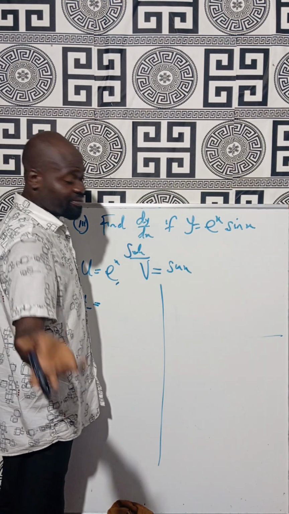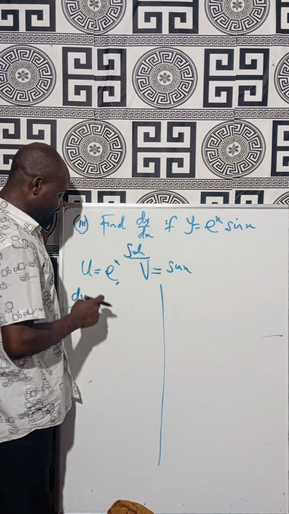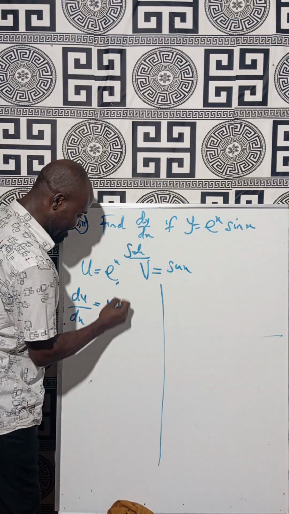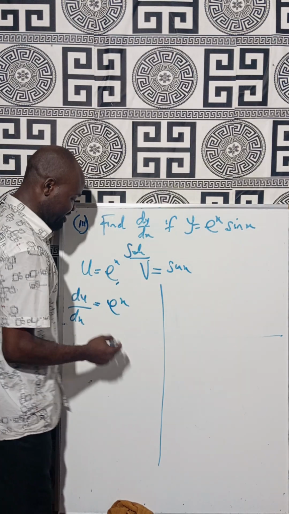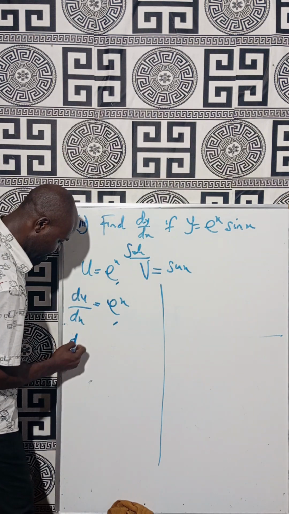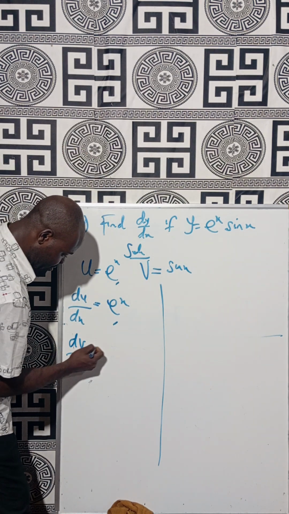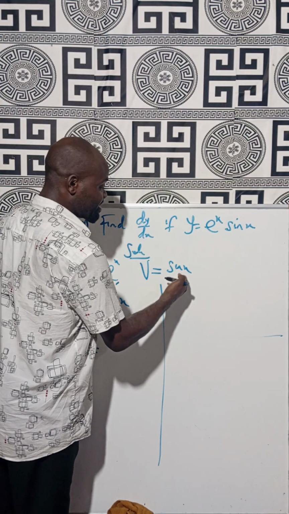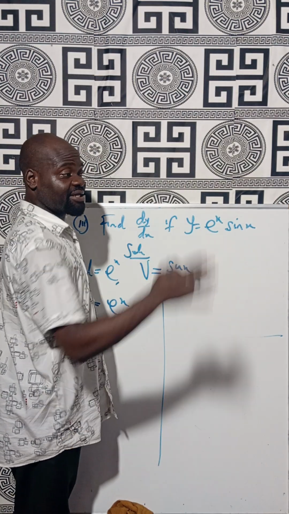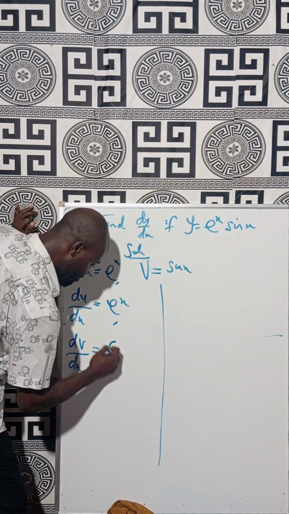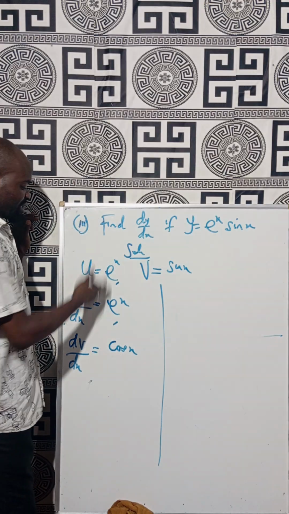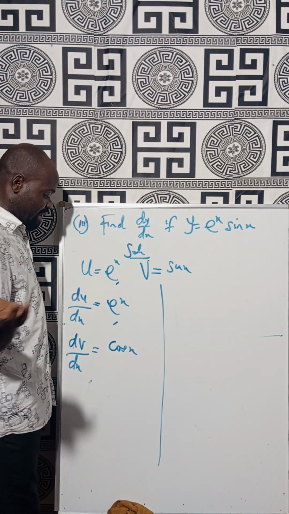From the table, if you see exponential x, your derivative is still exponential x. Don't forget it. What about my dv dx? From the table, if you see sine x, it changes to cos x. Sine turns to cos. Don't forget that. Once you have done that, just apply your formula and then you are good to go.